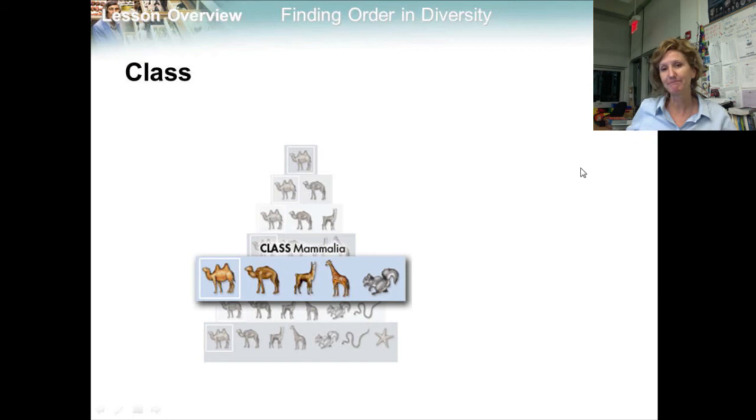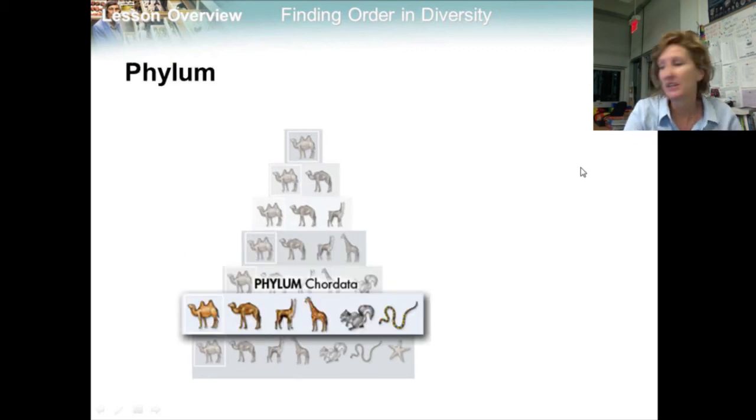Got squirrels in there. Classes are then grouped into phyla. A phylum includes organisms that are different but share important characteristics. The class Mammalia is grouped with birds, class Aves, reptiles, class Reptilia, amphibians, class Amphibia, and all classes of fish into the phylum Chordata. These organisms share important body features, among them a nerve cord along the back. They all have a nerve cord.